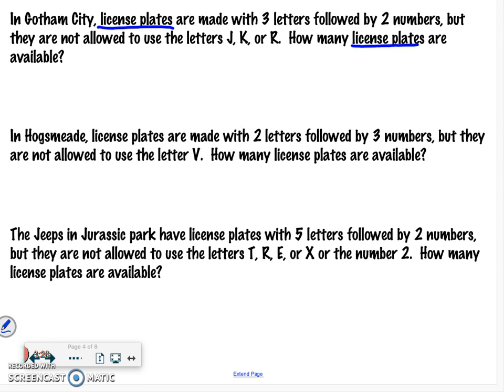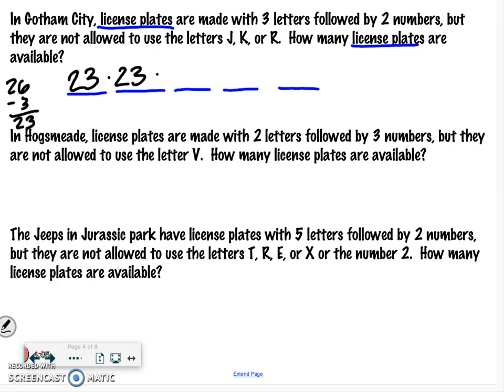Okay? So in this case, we have 3 letters followed by 2 numbers. What that means for us is we have 3 blank spots followed by 2 more blank spots. And we need to figure out what numbers we're going to put on those lines to multiply together. So keep in mind, in the alphabet, we have 26 total letters. However, for our 3 letters in Gotham City, we can't use J, K, or R. So if we take 3 out of 26, just showing you, we have 26, we're taking 3 away, you're going to end up with 23 letters for each spot. So our 3 letters are now going to be 23 times 23 times 23.